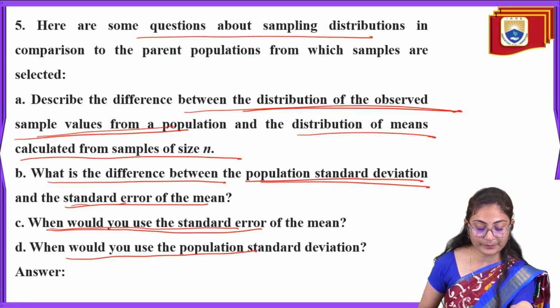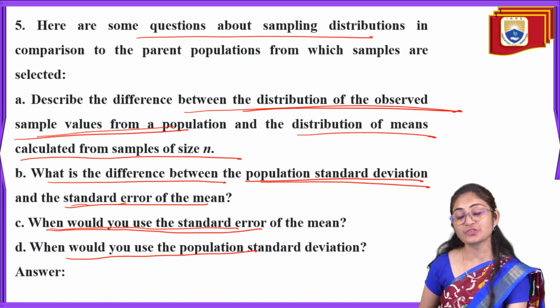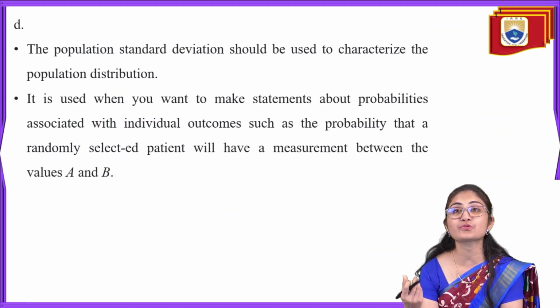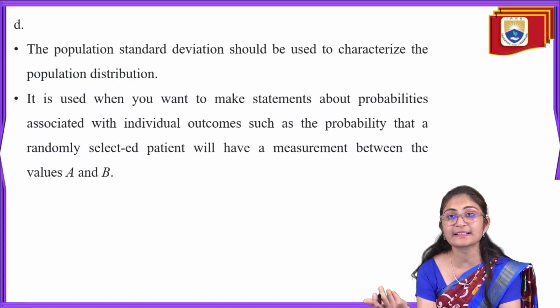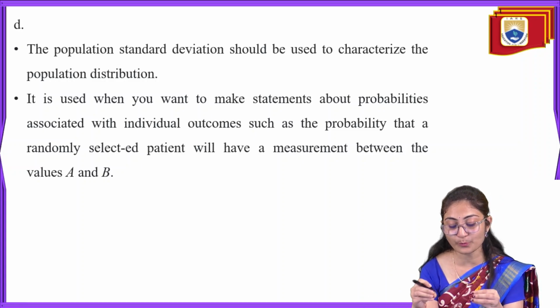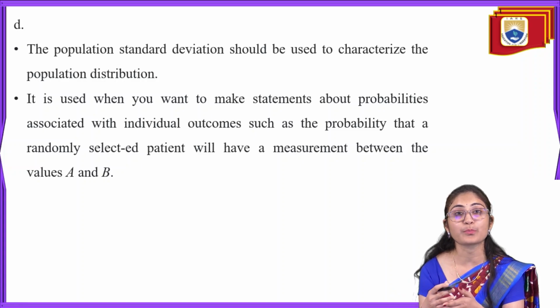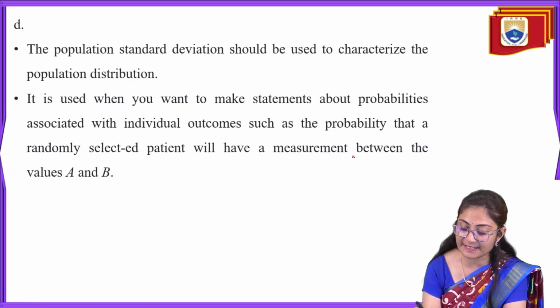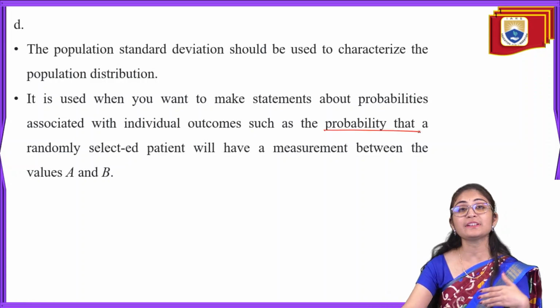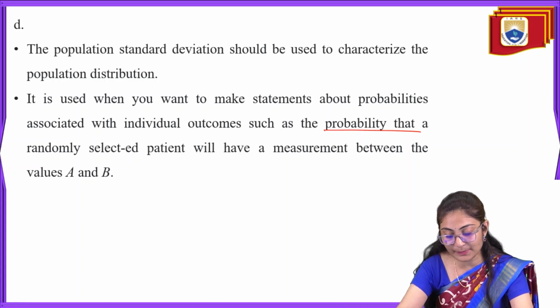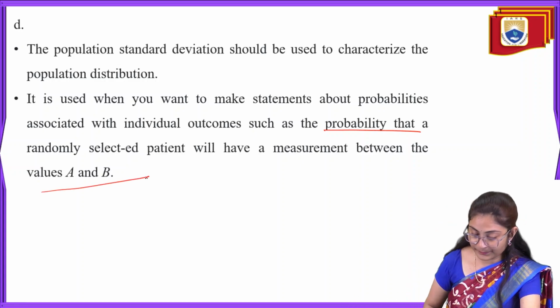Next question: when would you use the population standard deviation? The population standard deviation is used to characterize the population distribution. It is used when you want to make statements about probabilities associated with individual outcomes, such as the probability that a randomly selected patient will have a measurement between the values A and B.